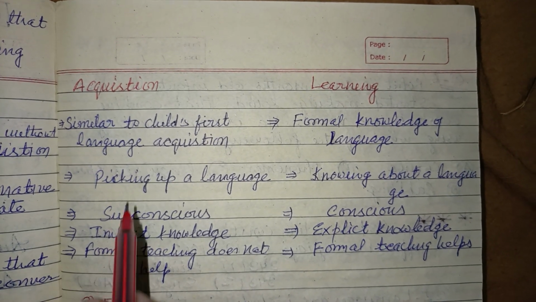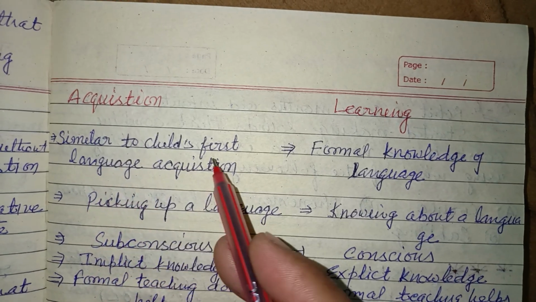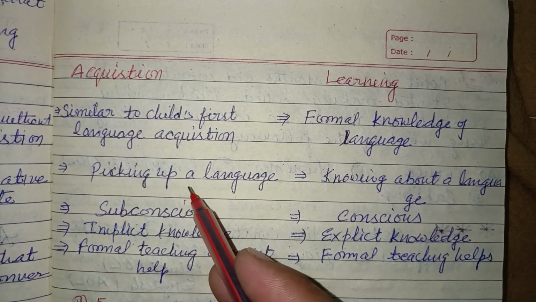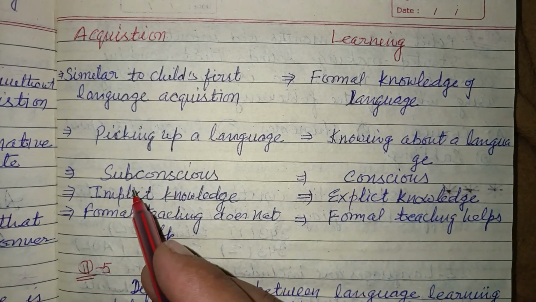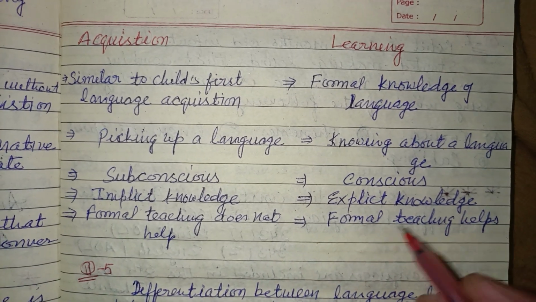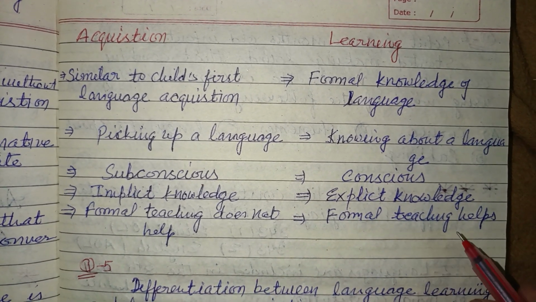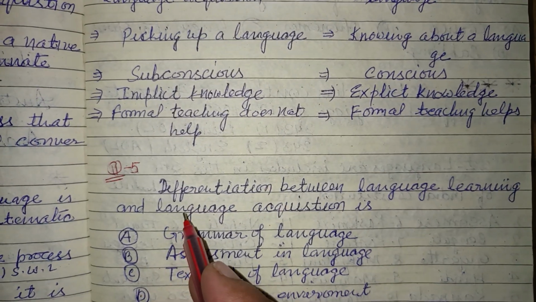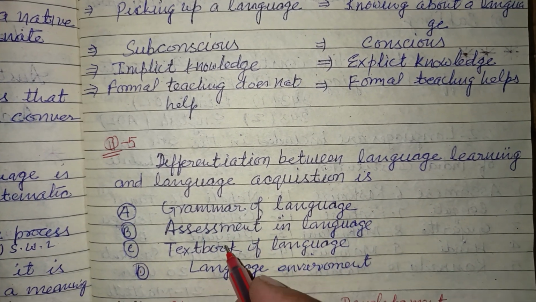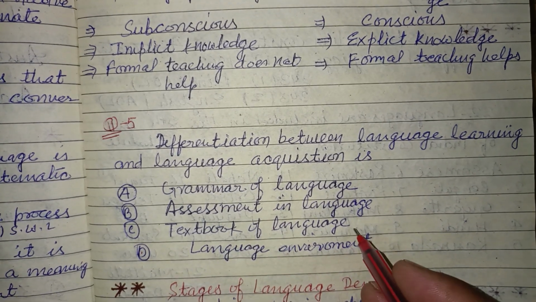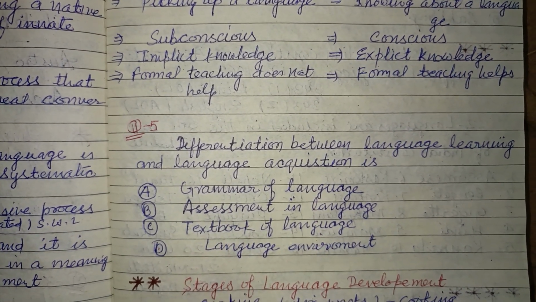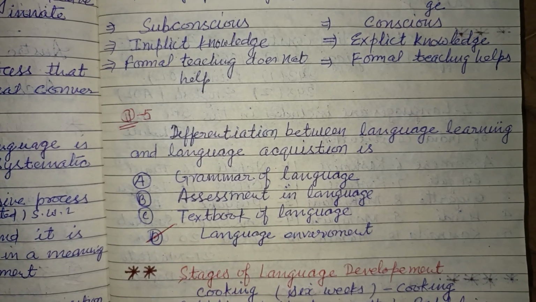Difference between acquisition and learning. Acquisition is similar to a child's first language acquisition, picking up of a language, subconscious, implicit knowledge. Learning is formal knowledge of language, knowing about a language, conscious, explicit knowledge. Formal teaching does not help in acquisition, formal teaching helps in learning. The main difference between language learning and language acquisition is the language environment.